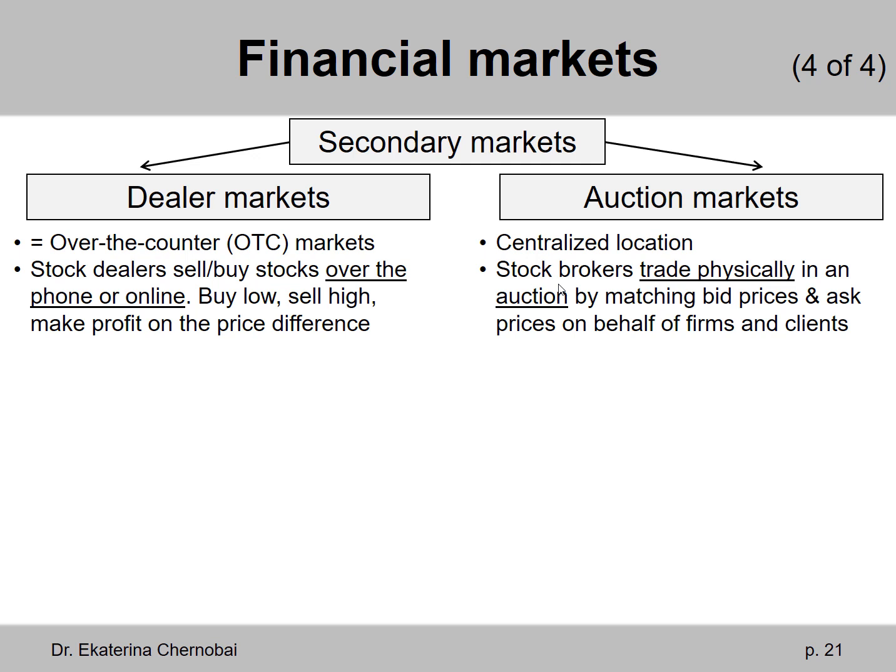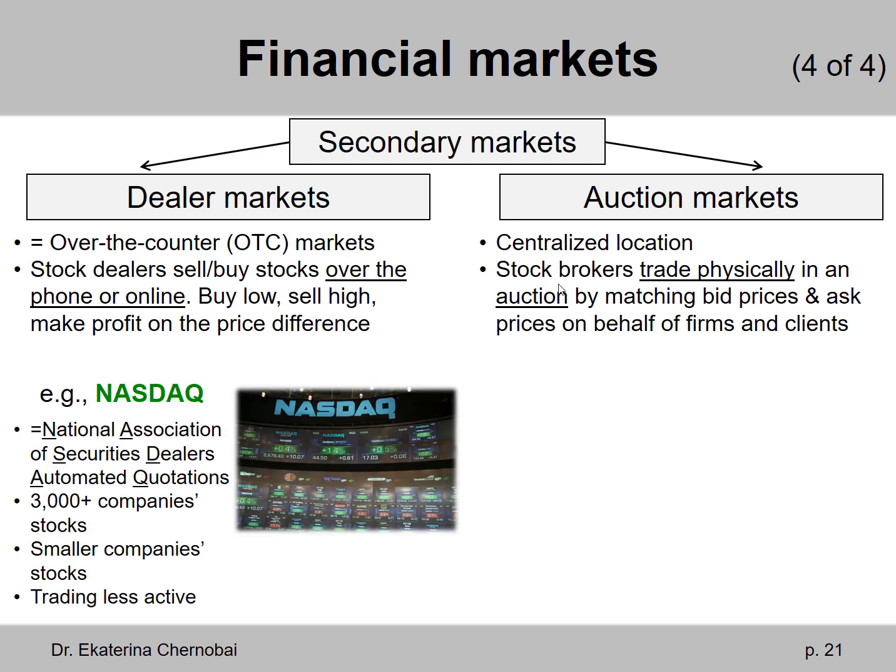But in general, they're buying them for a low price, selling to the interested buyers at a high price, and they make profit on that difference in price, which is known as the bid-ask spread in finance. An example is Nasdaq, which stands for the National Association of Securities Dealers Automated Quotations. That's where over 3,000 company stocks are traded on a regular basis. It's primarily smaller company stocks, and the trading is not as active as in the famous New York Stock Exchange.